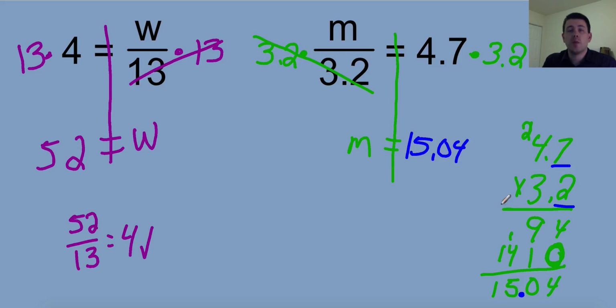Okay? Then remember, you should always go back and double check your answer. I don't have enough space to do it here, so we can do it tomorrow in class, but we would just do 15.04, that's my M, divided by 3.2, and see, do we really get 4.7? So we'll check that tomorrow in class together where we have a little bit more space to write it out.